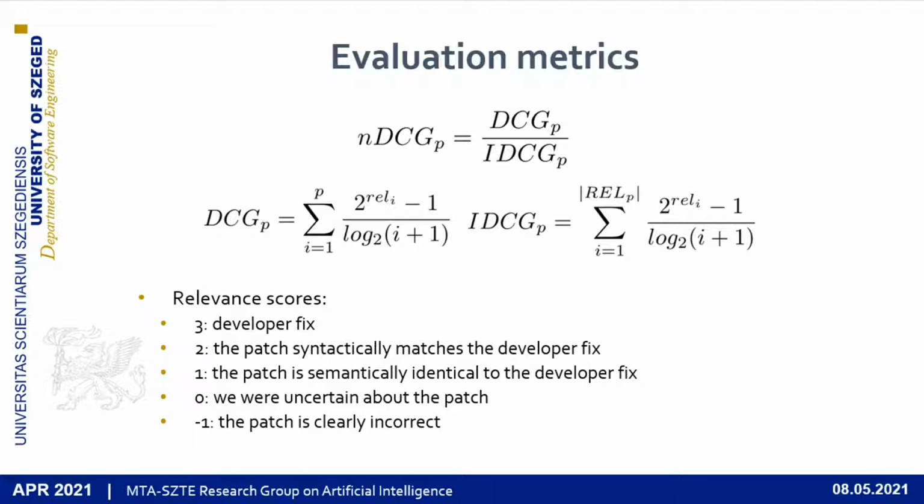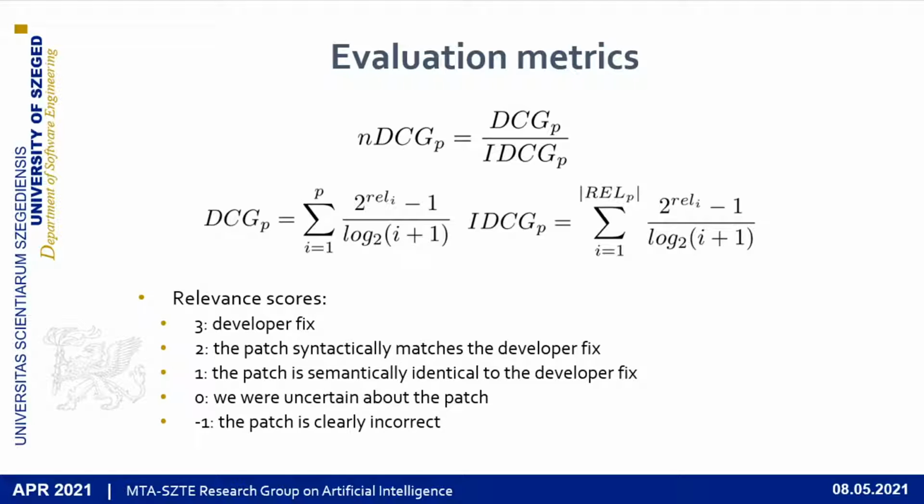Since the similarity values give us the ordering, each item in the list should have another value which validates its placement. We manually checked each and every generated patch and categorized them based on their relevance. 5 relevance scores were introduced. The first is the score of 3. The developer fix always has the highest relevance. In ranking, the most favorable is when the patch comes first.